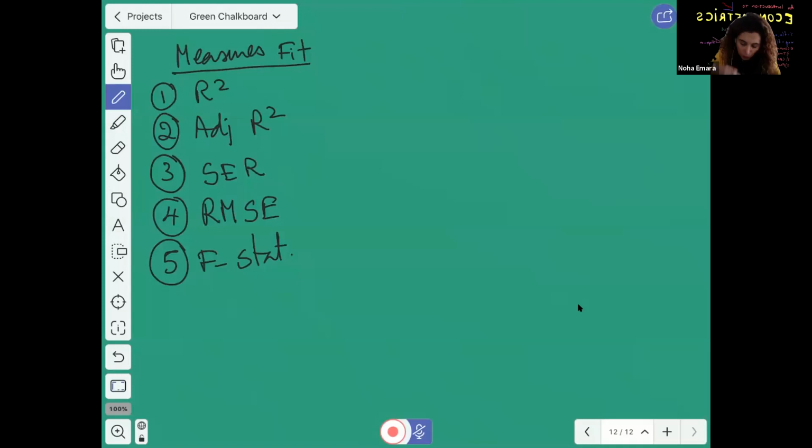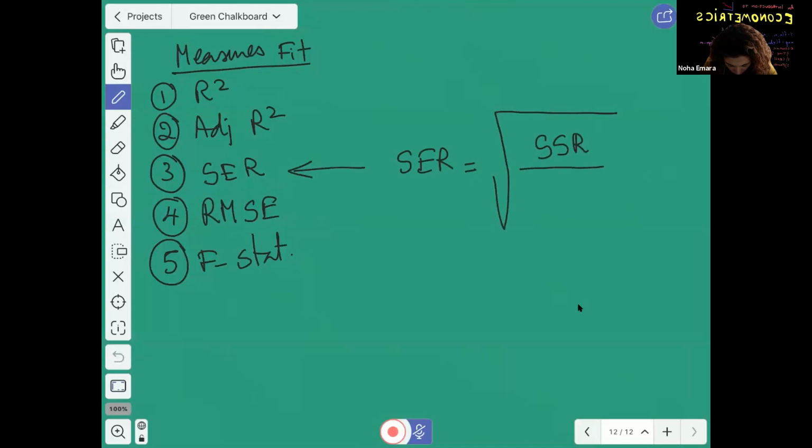The one that is related to our question is the standard error of the regression. The standard error of the regression, SER, is equal to the square root of the sum of the squared residuals over n minus k minus 1. What is this? This is the sum of the squared residuals or errors, whatever you like.